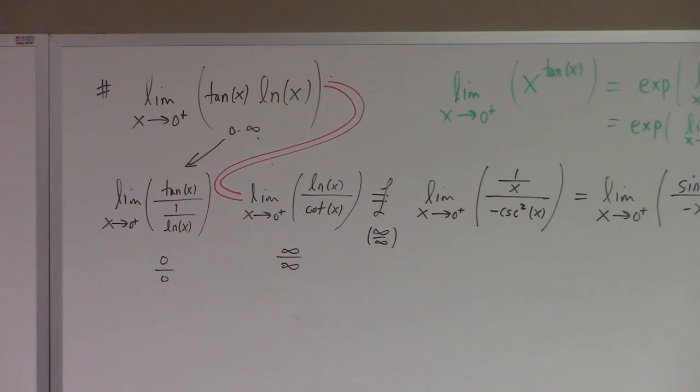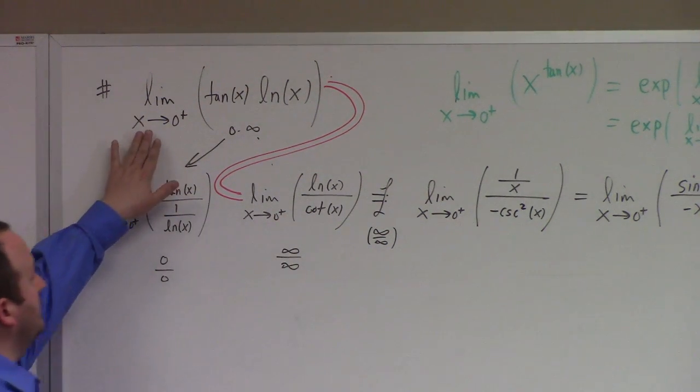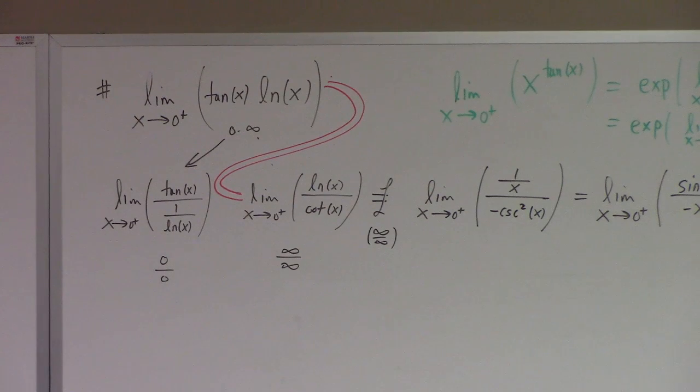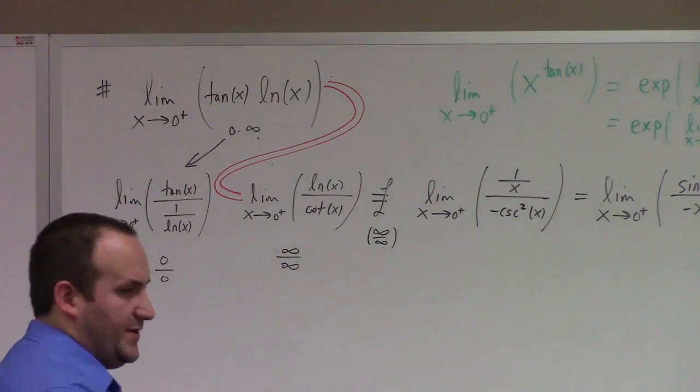Okay. All right, so here we have a problem. Tangent times natural log. Tangent as x goes to 0 from the right, it's like tangent of 0, right? Which is what? Tangent of 0 is sine of 0 over cosine of 0, which is 0 over 1. Did you see me pick up a calculator to know that?